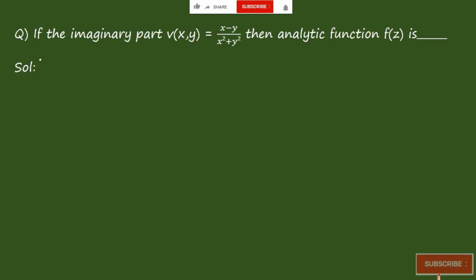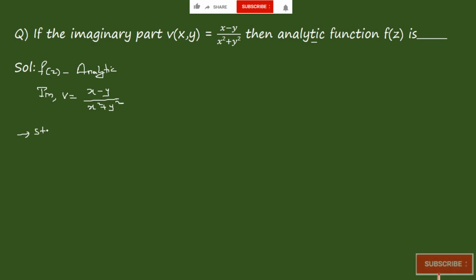Now come to one more question. The question is, if the imaginary part v is equal to x minus y by x square plus y square, the analytic function f of z is? So they are given that f of z is an analytic function, right? And they are given the imaginary part of it. That's nothing but v is equal to x minus y by x square plus y square. Now we have to find the value of f of z by using the Milne-Thomson method.